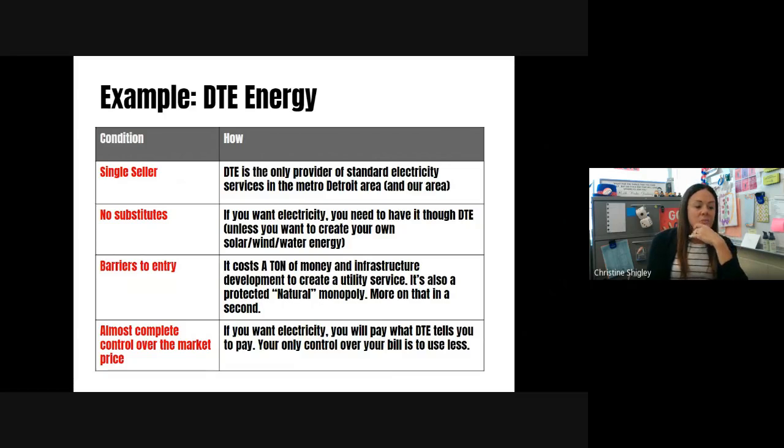All right, and then almost complete control over the price. If you want electricity, you've got to pay your DTE bill. Is what it is, right? Your only control over how much your bill is, is how much electricity you use. But you don't have any control over what they're going to charge you per whatever they charge by.